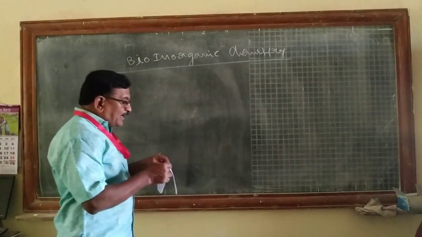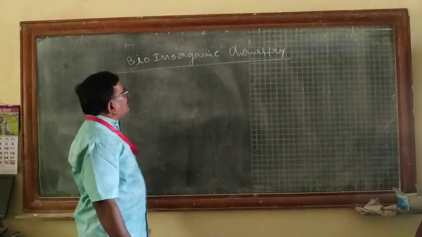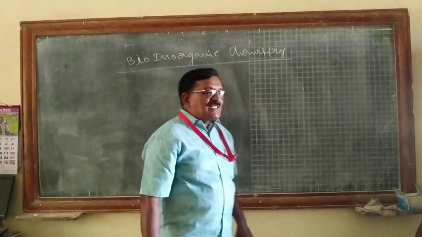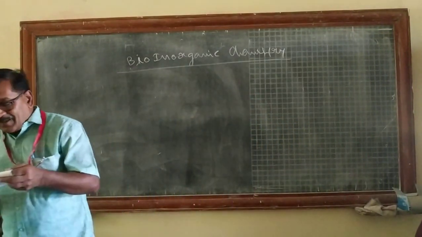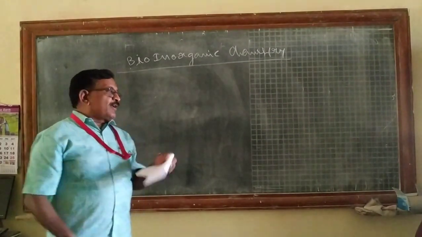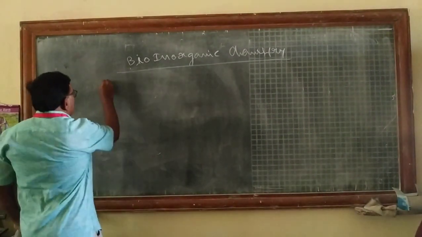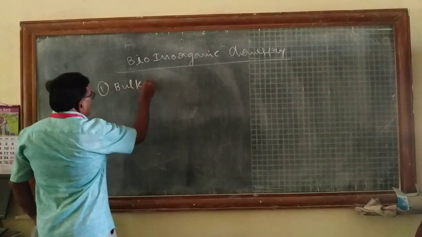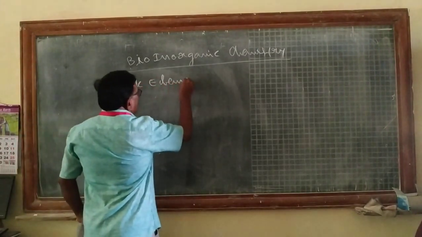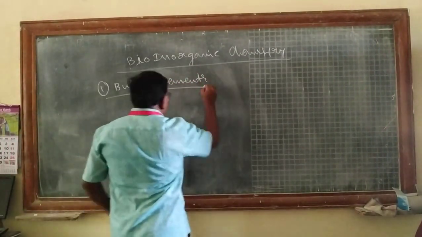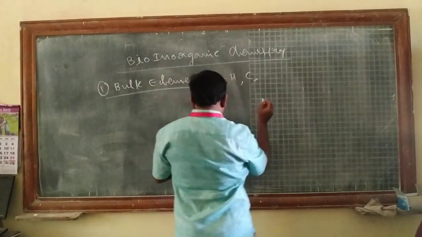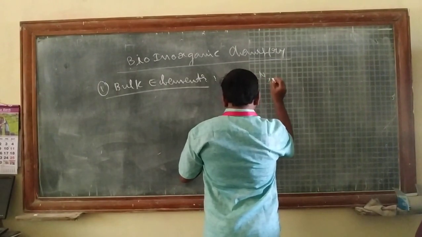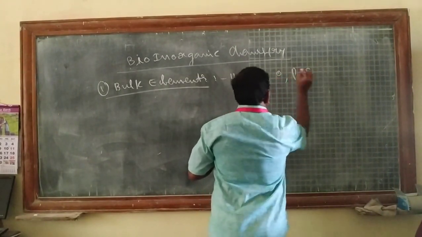So here, what are the bulk elements? In this chapter, we should classify the elements into micro elements and macro elements. The first one is the bulk elements. The bulk elements are hydrogen, carbon, the next is nitrogen, the next is oxygen and phosphorus.